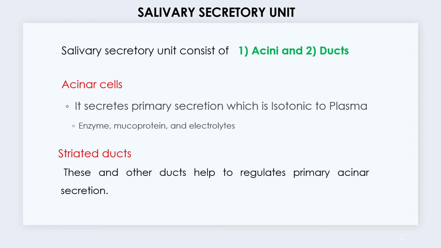Then we have different types of ducts, but striated ducts basically contribute more in regulating the primary acinar secretion. Means there is regulation of primary acinar secretion, meaning that when the secretion is released from the acinar cells, ductal modification will take place, because these acinar cells release their secretion into the duct. So there will be regulation of this primary acinar secretion with the help of striated ducts and other ducts also.